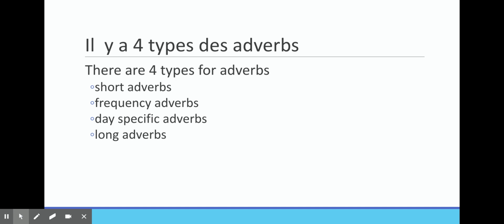Il y a 4 types d'adverbes. So there are 4 different types of adverbs. There are short adverbs. There are adverbs of frequency that talk about how often or how not often you do something. There are day-specific adverbs like today, tomorrow, the day after next. And then there are long adverbs like rarely, slowly, and those things. So let's talk about those specific types of adverbs.